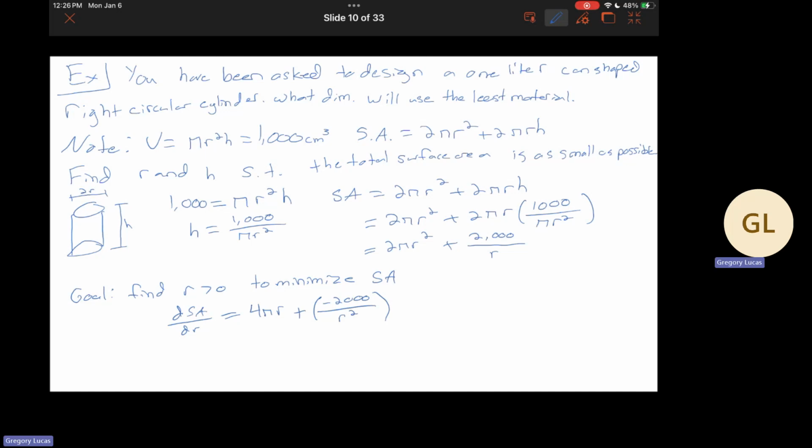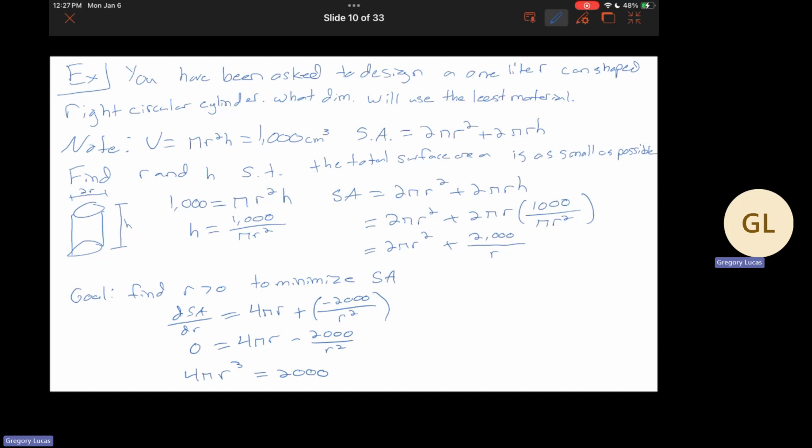Okay. So now we want to set this equal to 0. So 4 pi r minus 2000 over r squared equals 0. We can manipulate this equation. Let's see the best way to manipulate this. Right, we could move the 4 pi r to one side and then multiply by r squared. That'd probably be the easiest. So this would be the same thing as 4 pi r to the third is equal to 2000.